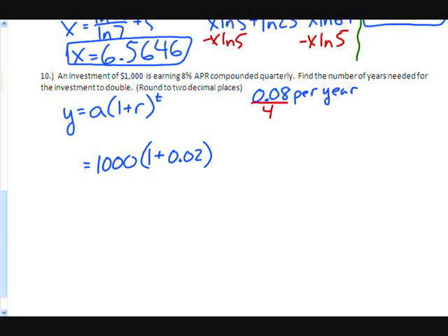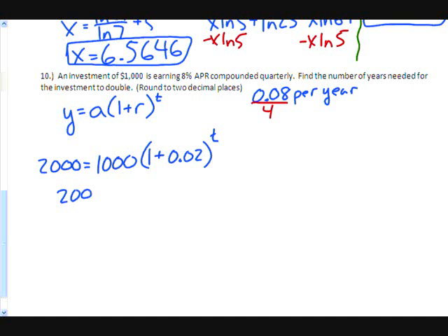All right, and now time is the thing I'm looking for. It asks me, how long will it take? It wants to know how long for this investment to double. So if I want this to double, that means I want to end up with $2,000. I started with 1,000. I want to end with 2,000. And now I just have to solve this for t.